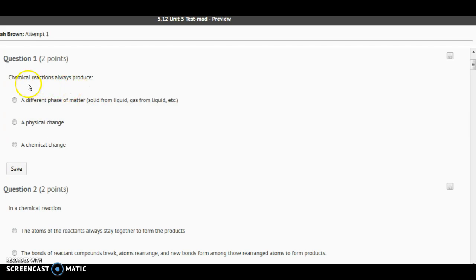Question number 1. Chemical reactions always produce A. A different phase of matter, solid from liquid, gas from liquid, etc. B. A physical change. C. A chemical change.